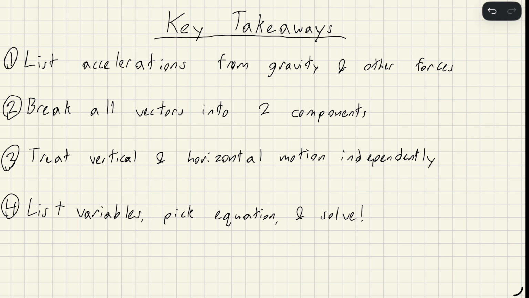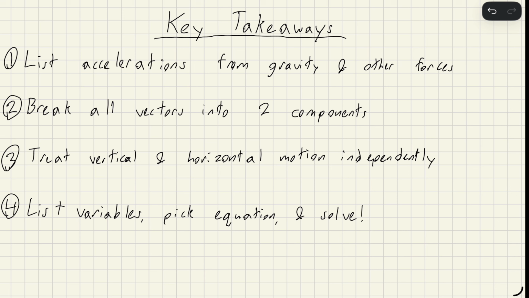Here are the key takeaways for how to solve any projectile motion problem. First, you list any and all accelerations. Normally in projectile motion, this is just gravity, and so vertically the projectile behaves exactly like a normal free fall problem. After that, we break all vectors, normally the velocity vectors, into 2 components, the horizontal and vertical component. From there, we solve vertical motion and horizontal motion separately and combine the results to answer the question. We do so by listing the variables, picking the kinematic equation, and solving them.